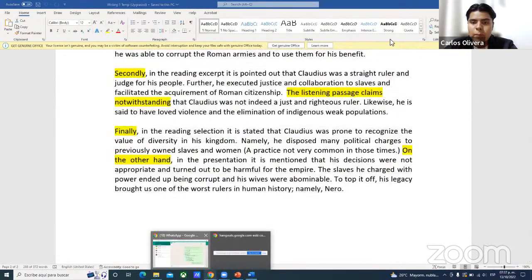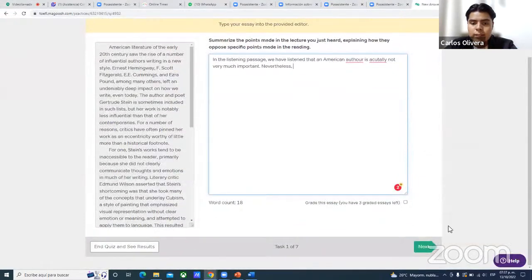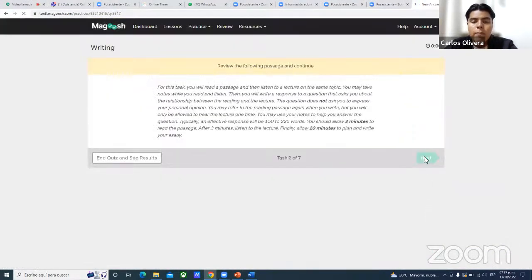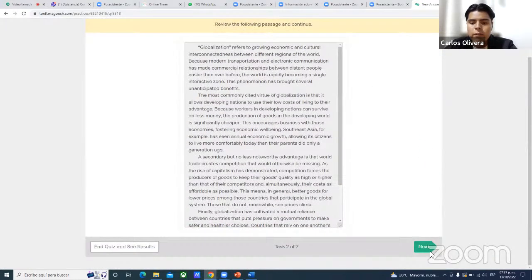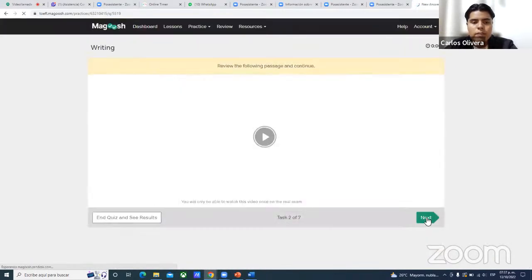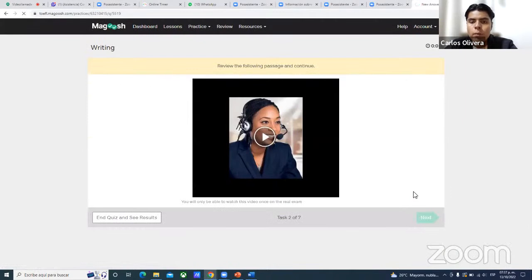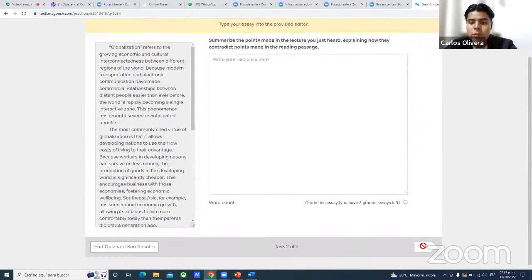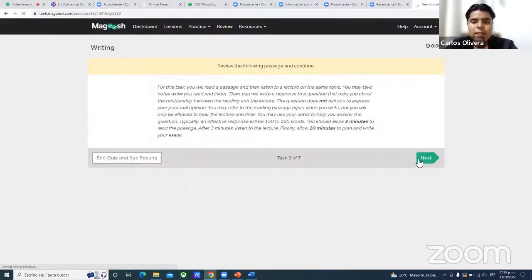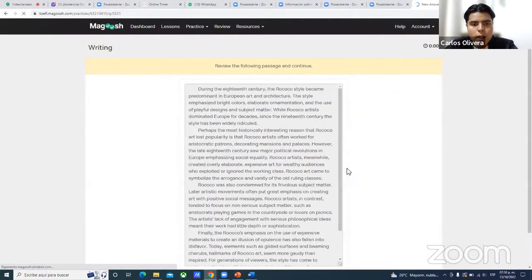So let us read the passage that concerns this essay, as I say, and it's a reading passage about the Emperor Claudius of Rome. If you have researched a little bit about him, or you are somebody who is an assiduous reader of history as me, then you know who this person is. Nonetheless, let us read what ETS tells us about him.